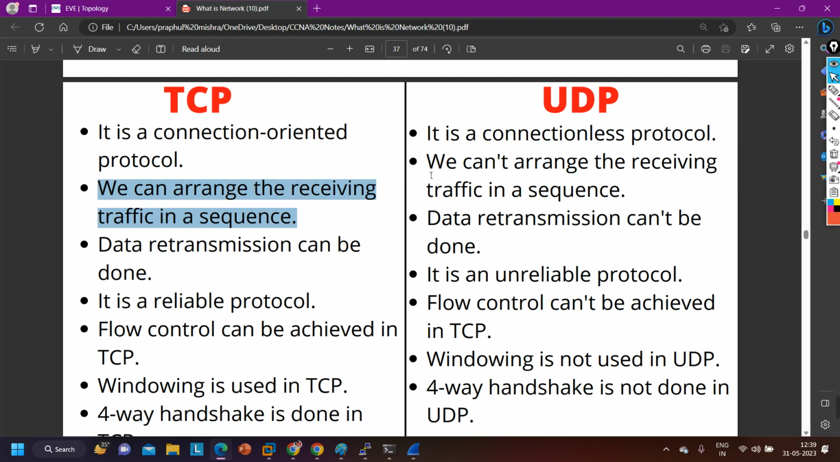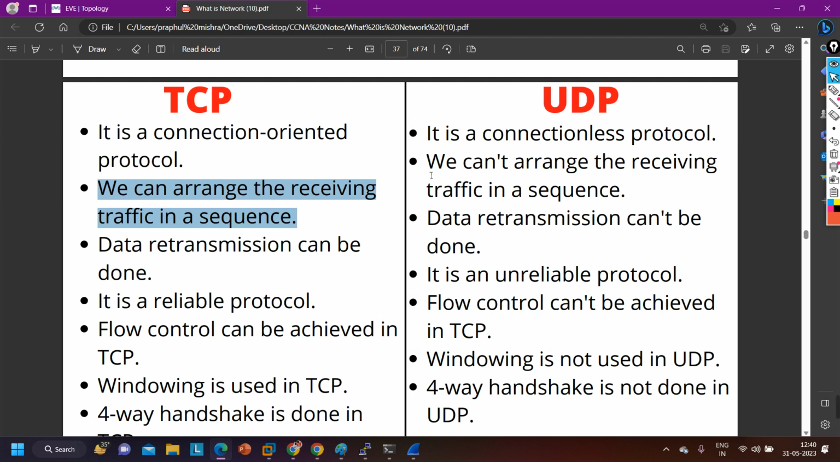Whenever you are typing www.google.com or youtube.com, that service is using TCP. Whenever we are talking about a video conference, like now we are talking through Google Meet, here we need fast communication, yes or no? So it is using UDP.